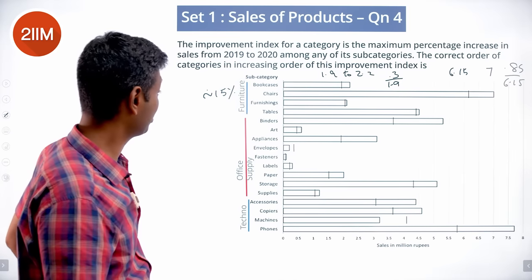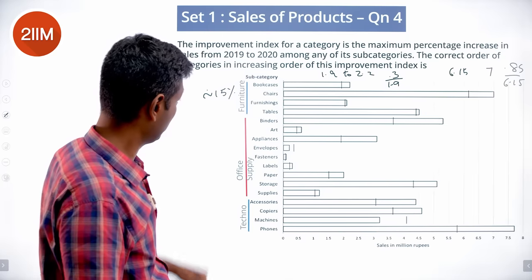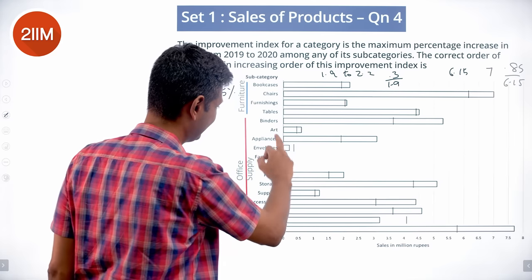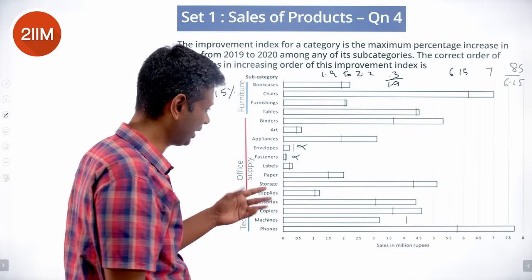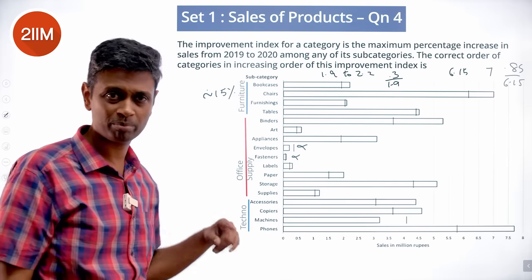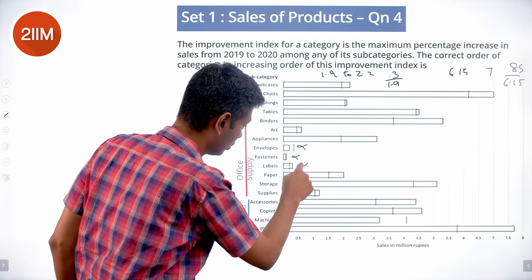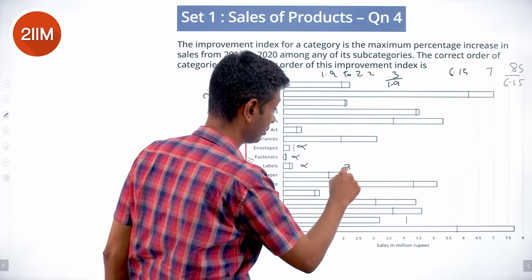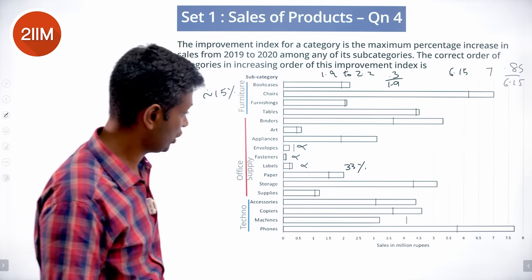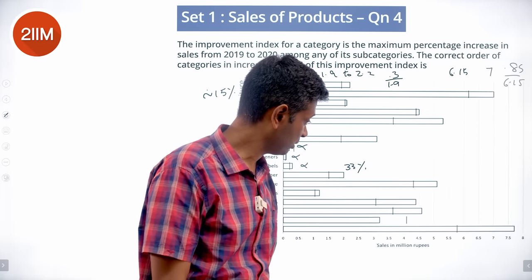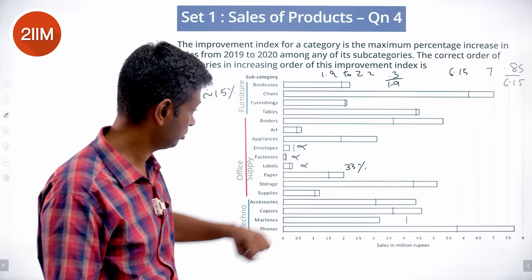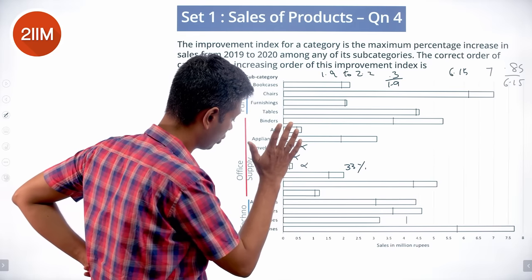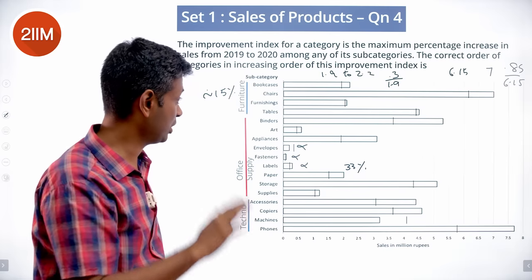Then let's look at binders. Binders are lots of categories we need to eliminate. In office supply, binders is high. Art is small, even as a percentage. This is a decline. I don't have to worry about this. Very small. Even as a percentage, it could be high, but it looks small. Because it's too dicey, I don't want to base anything on fasteners. Labels is also low. Paper is 0.5 by 1.5, 33%. Storage is 0.5, 0.6, 0.7 by 4.4, that's less than 33%. This is a bigger number, bigger share, bigger percentage change. Supplies are smaller. Paper gives us 33%. Might this be 33%? Probably not. So fasteners, I don't want to base a judgment on that.